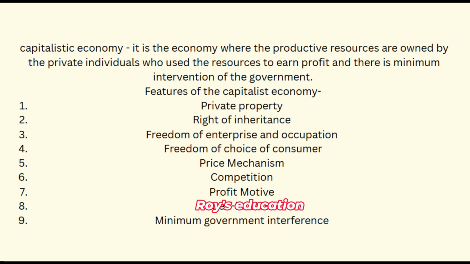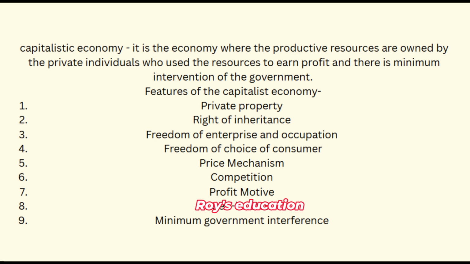The third feature is freedom of enterprise and occupation. This is also an essential feature of the capitalist economy. This means that private entrepreneurs are free to use the productive resources for the production of the product of their own choice, and individuals are free to choose any occupation in accordance with their education, talent, ability, and efficiency. They can also move from one job to another or from one place to another if they get better opportunities.